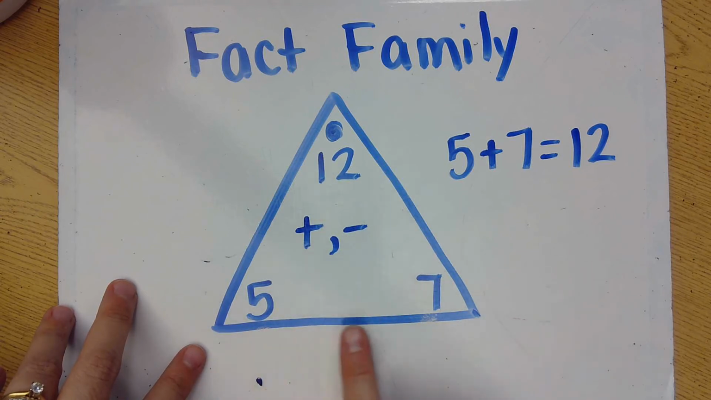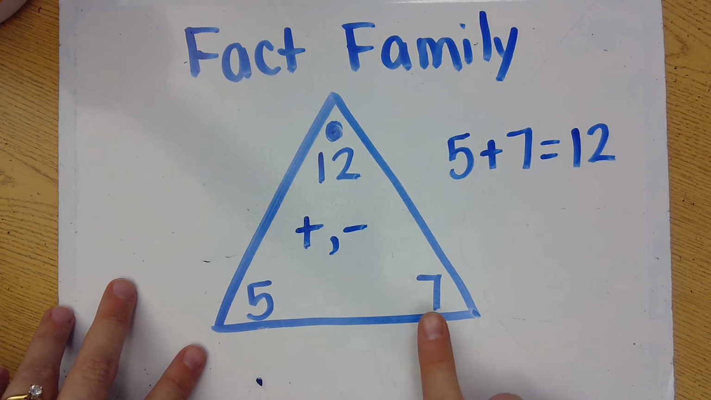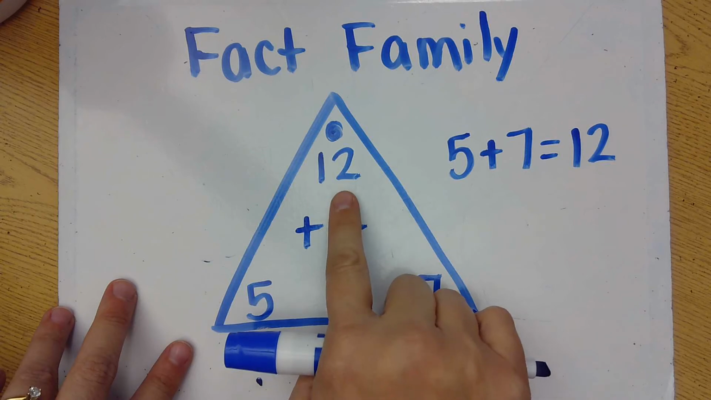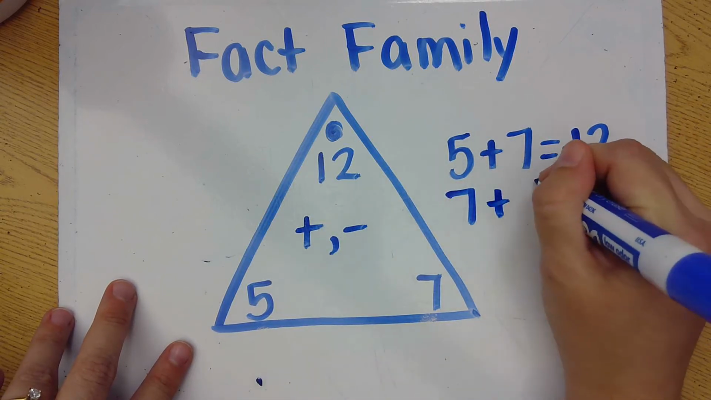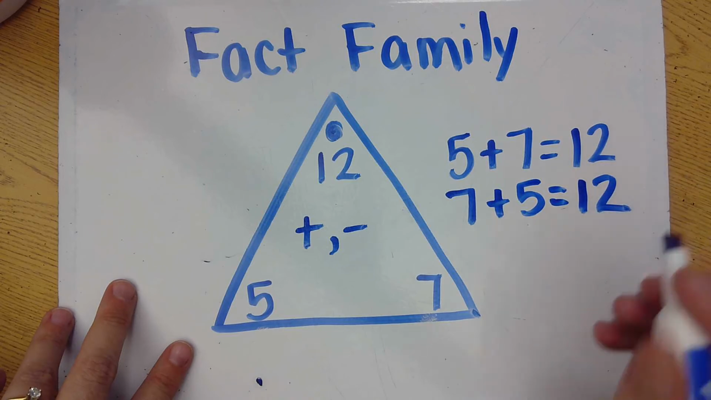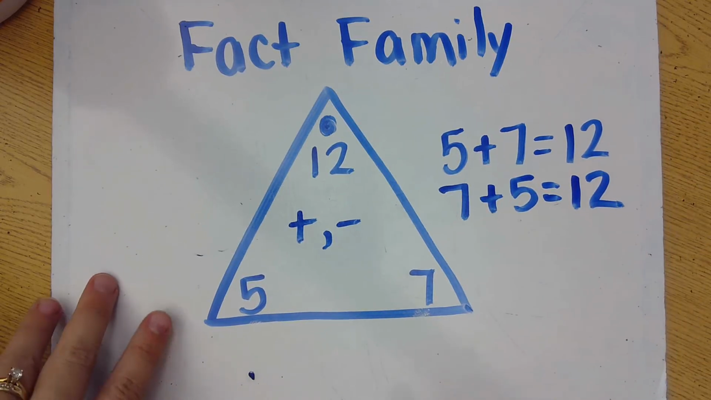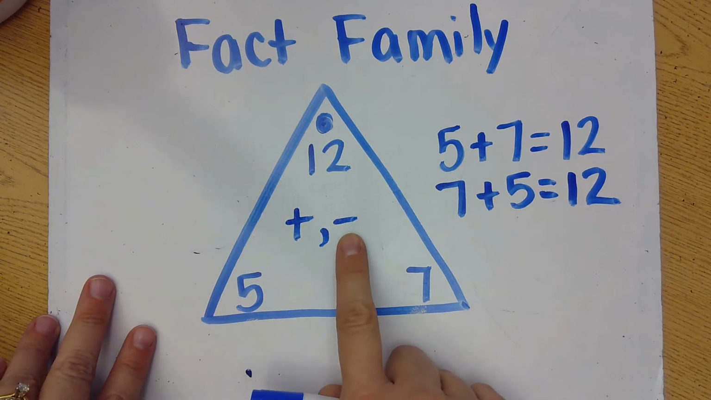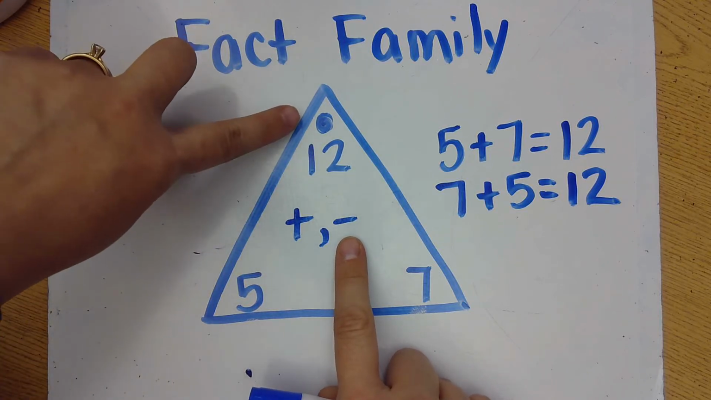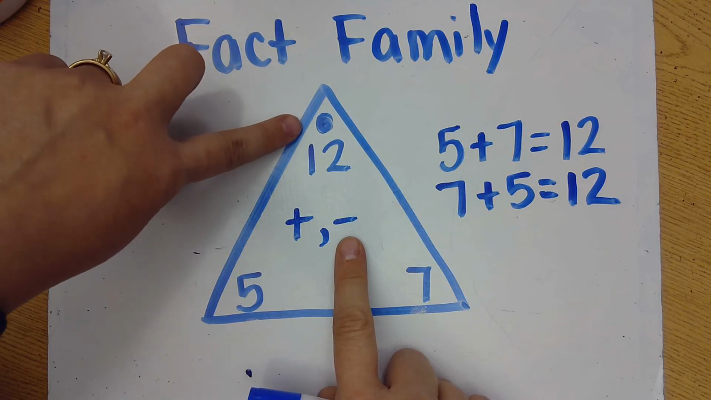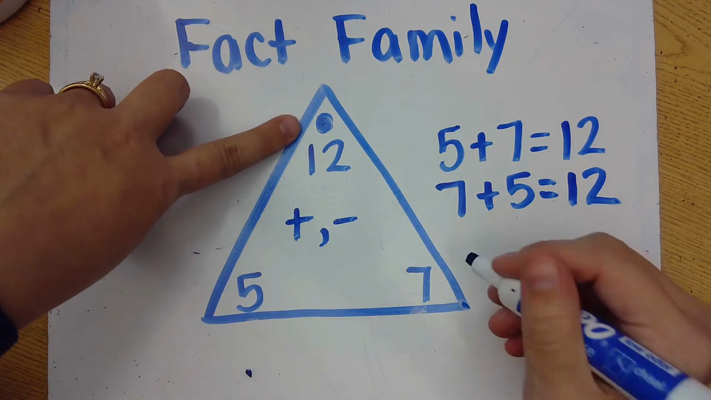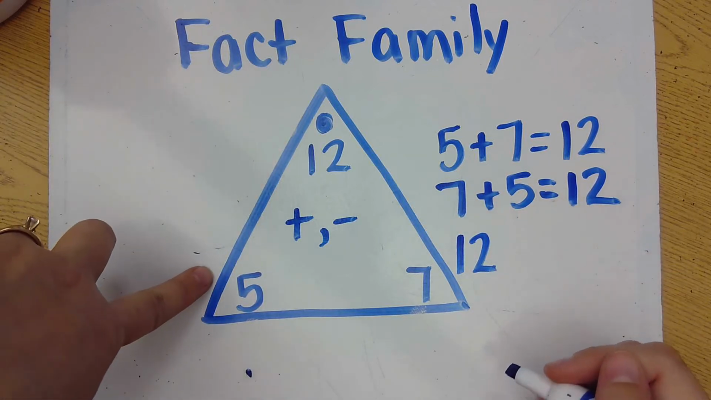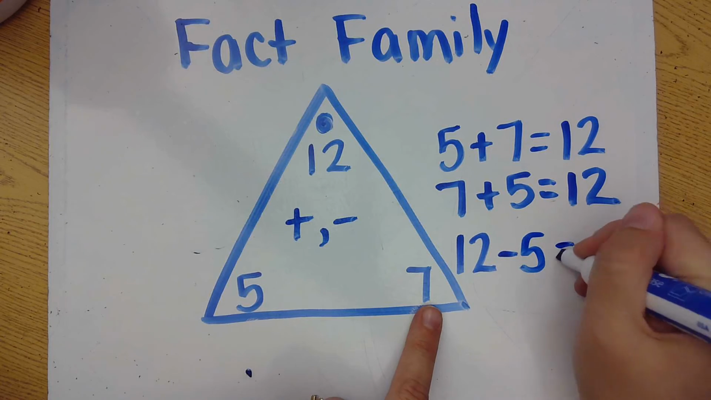I kind of just walked around the triangle with my problem, didn't I? Well, let's start at 7 this time. 7 plus 5 equals 12. We're going to do the same thing. We're going to walk around again to come up with our subtraction problems. Again, we can come up with exactly 2 subtraction problems. I'm going to start subtracting, of course, with the biggest number on the card, and that would be 12. 12 take away 5 equals 7.